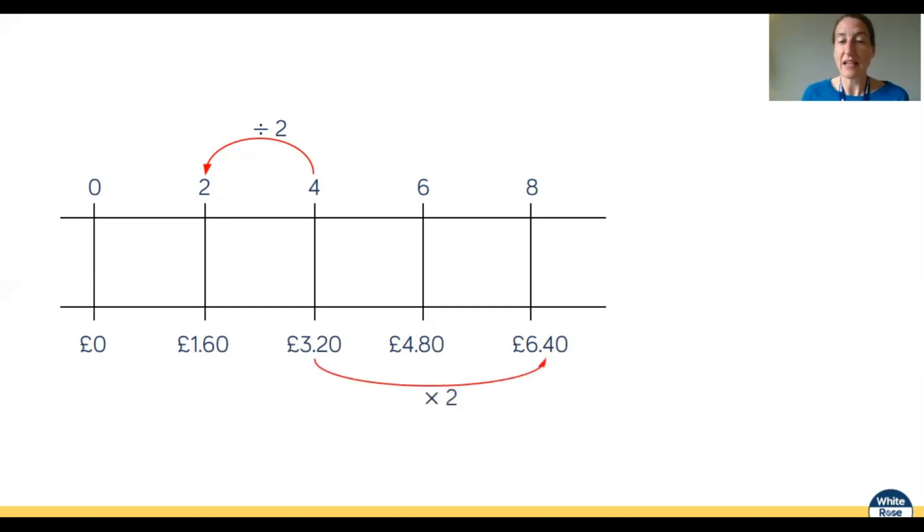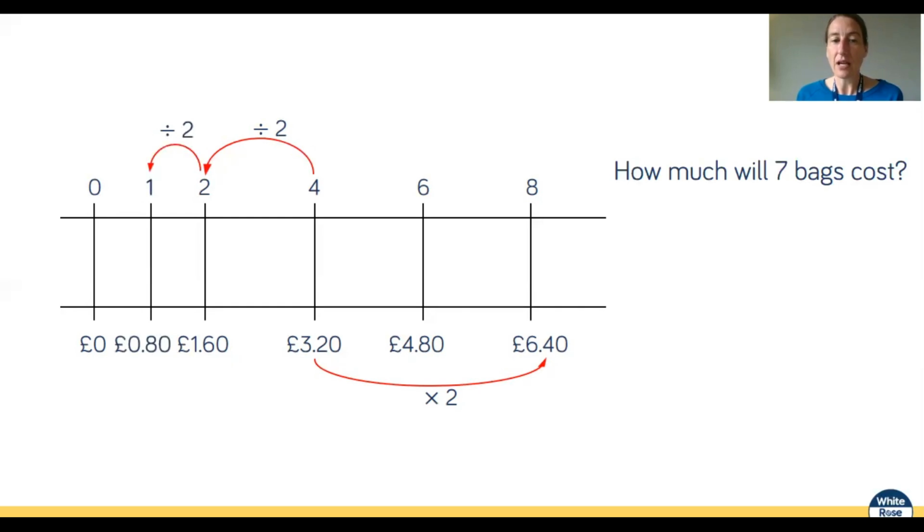And if we wanted to find out the cost of 8 bags, well, we can see there that we've multiplied by 2. Perhaps asking a question such as how much will 7 bags cost will really help deepen understanding further. So maybe we look at dividing the cost of 2 bags to get the cost of 1 bag. So 1 bag costs 80p, and then the idea that we multiply that by 7 to get the cost of 7 bags.